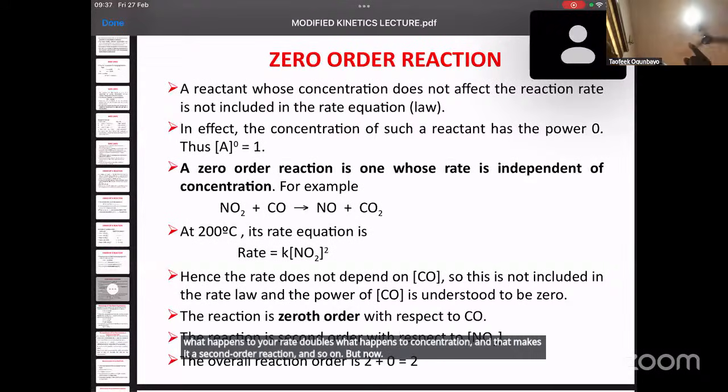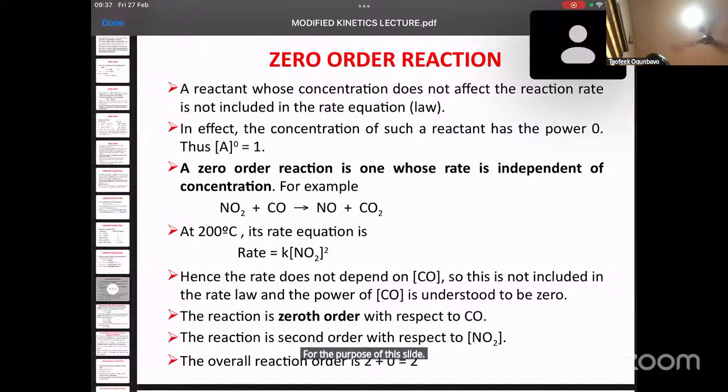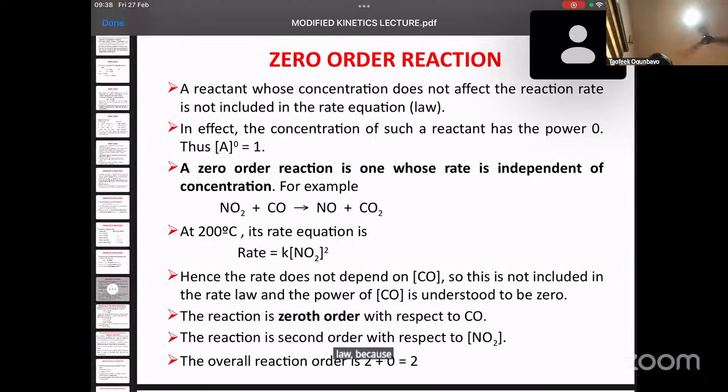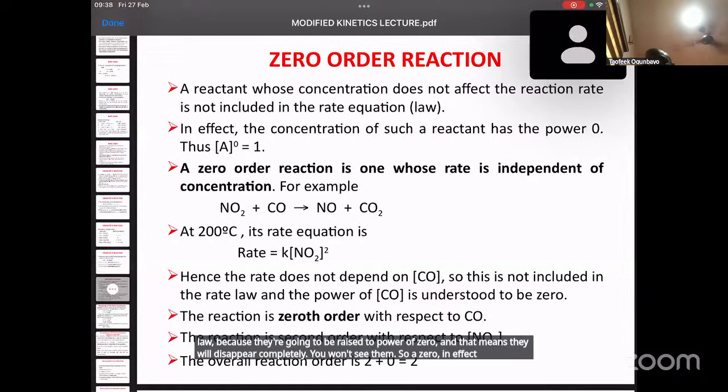But now, for the purpose of this slide, there are reactions where when you change your concentration, the rate remains the same. Those are what we call zero order reactions. It doesn't matter what you do to your concentration, you still get the same rate of reaction. So a reactant whose concentration does not affect the reaction rate is not included in the rate law. Those are the ones I said are going to be completely missing in your rate law, because they're raised to the power of 0, and that means they will disappear completely. You won't see them. So in effect, the concentration of such a reactant has the power 0.